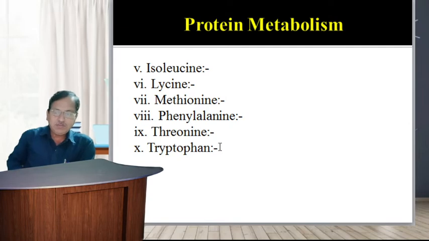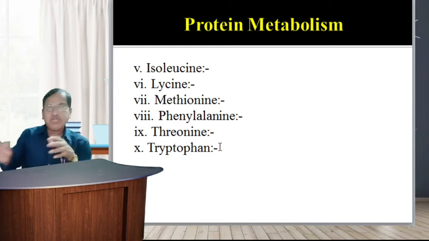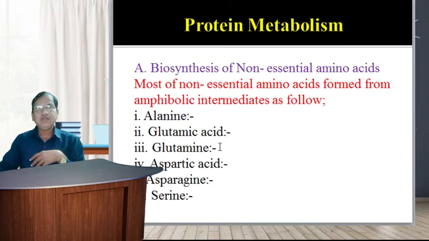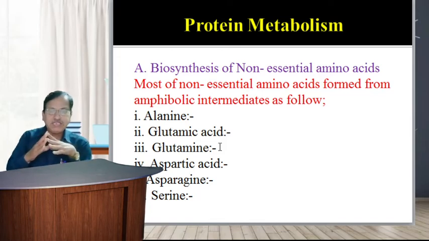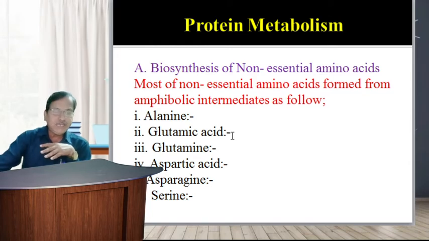We have these groups, starting with alanine. It is formed in the first process, the biosynthesis of non-essential amino acids. Alanine is formed from pyruvate by transamination in the presence of the coenzyme pyridoxal phosphate, vitamin B6 phosphate, in all forms of life. Second is glutamic acid. In all forms of life, glutamic acid is formed from alpha-ketoglutarate by glutamate dehydrogenase.